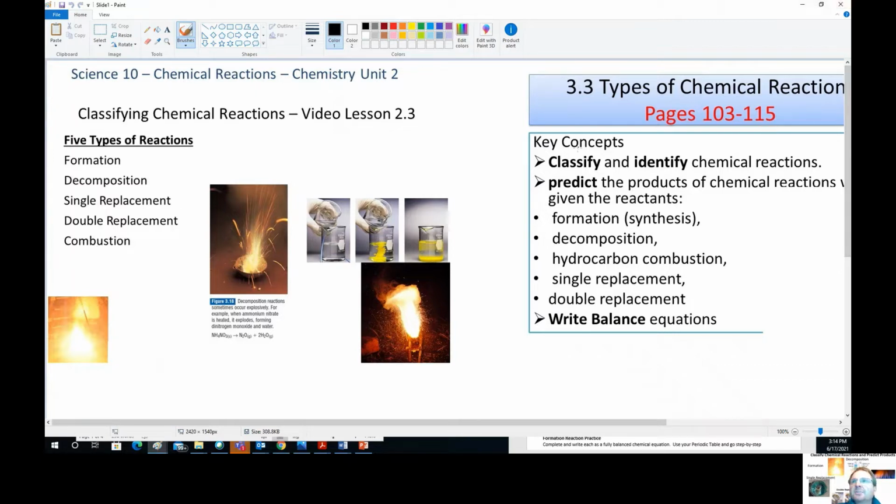So our concepts today: classifying and identifying the 5 types of chemical reactions, and predicting the products of chemical reactions. That's really, really critical. The 5 types are formation, decomposition, hydrocarbon combustion, single replacement, and double replacement, and of course, writing balanced chemical equations is really critical. So let's begin. Let's start with a formation reaction.